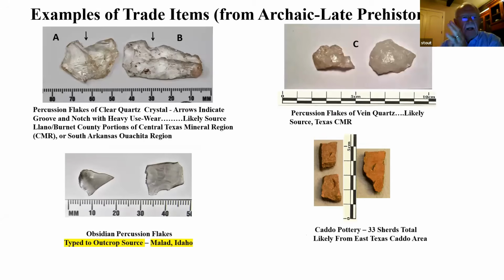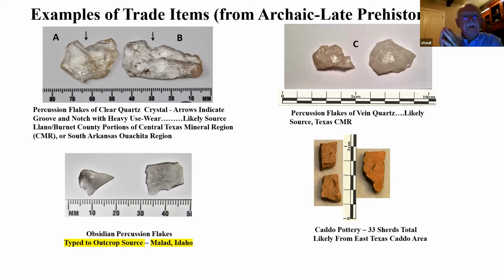These are some of the trade items. In other words, they're not native to this area, so they had to have been brought in. And we know that these ancient peoples had pretty extensive trade networks. Pottery down there on the right are just a few pottery shards from the Caddo style of pottery, which is very typical in East Texas. The upper left objects are quartz crystals, relatively clear quartz crystals. You don't get that here.